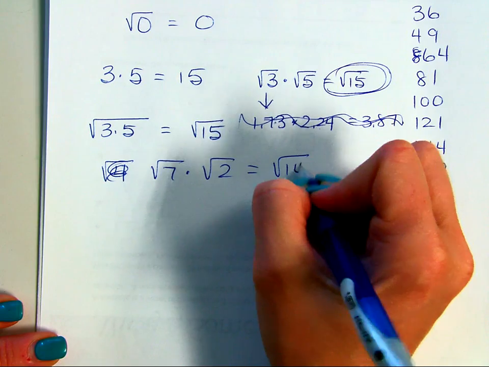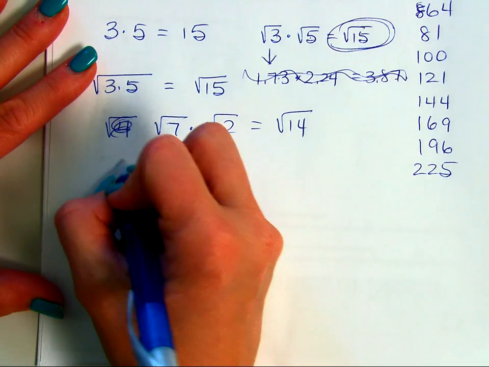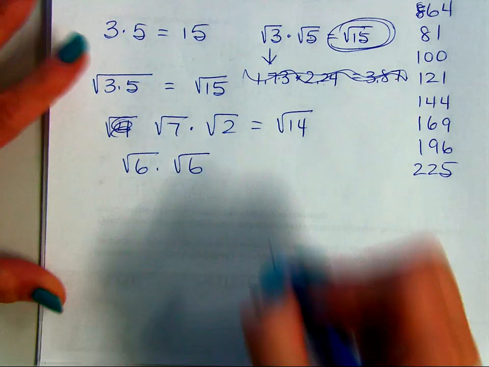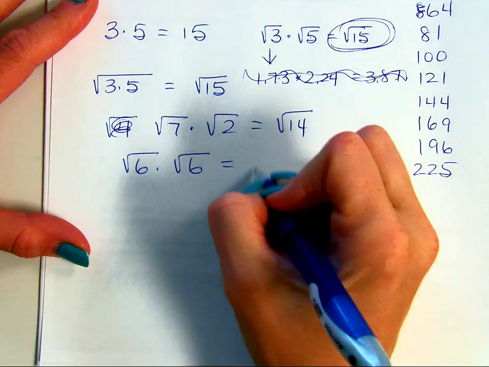It's the square root of 14, and that's all there is to that one. Okay? What is the square root of 6 times the square root of 6? Nope. You have to be very careful. All I heard was 36. The square root of 36.